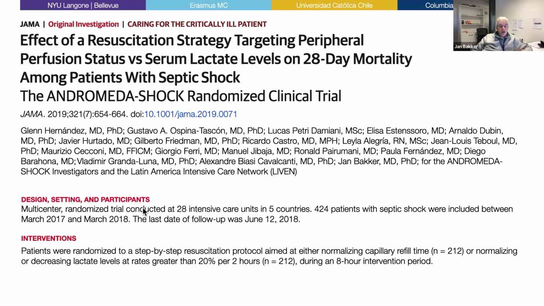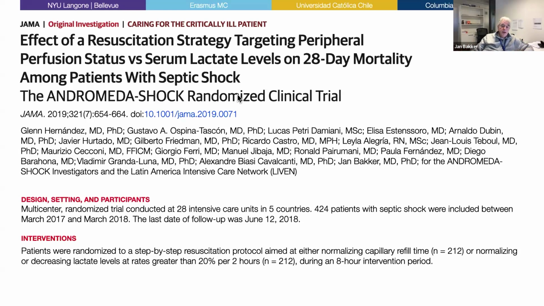So we only treated for capillary refill time and lactate for only the first 8 hours, and patients needed to be included in the study within 4 hours of the diagnosis. So this is indeed very early septic shock treatment. And so we compared a study of around 400 patients. We compared the strategy using lactate or capillary refill time, and in this case, the p-value was 0.07. So basically the same problem as with lactate.